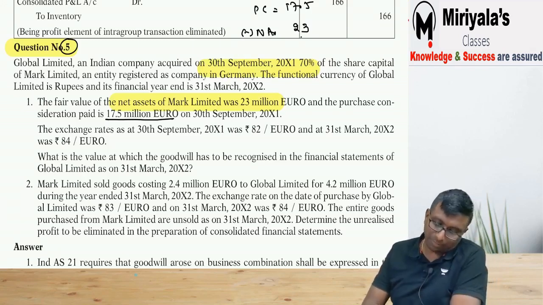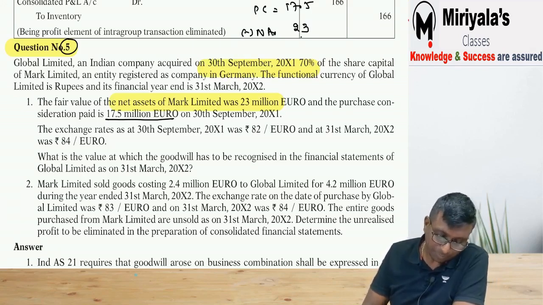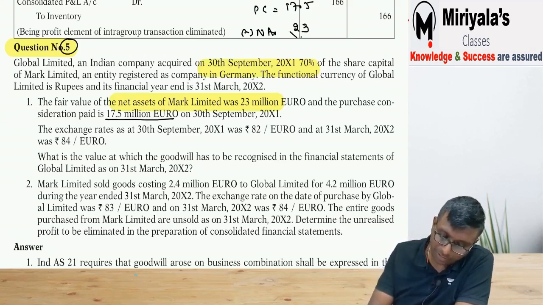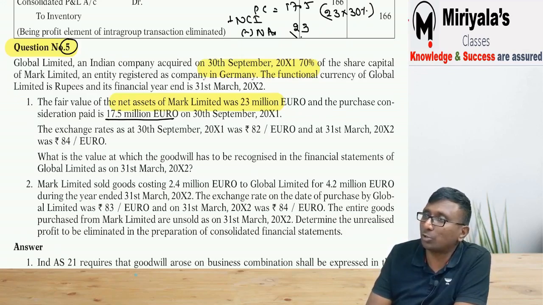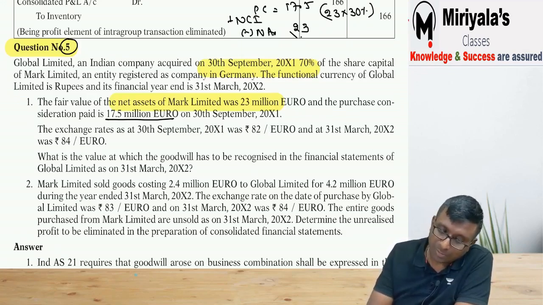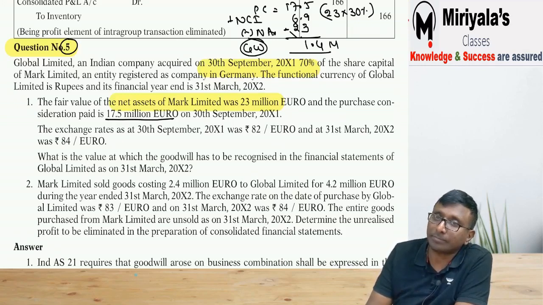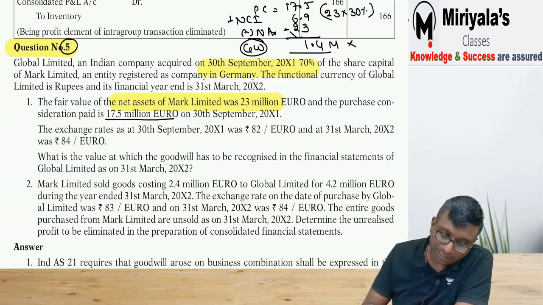Is the NCI given? 30% is NCI. I will take 23 into 30%. So plus NCI. NCI is equal to 23 into 30%. No information is given about fair value, so it is proportionate to net assets. How much? 6.9. Okay, cut it. 1.4, 1.4 million. Goodwill is the amount you got. How much? 1.4. Correct.